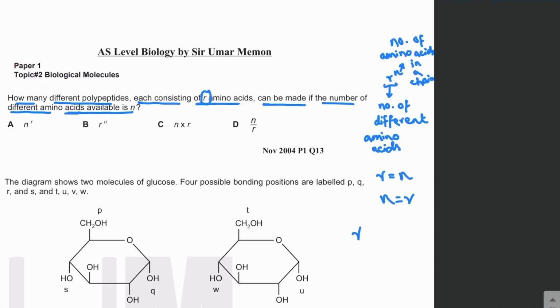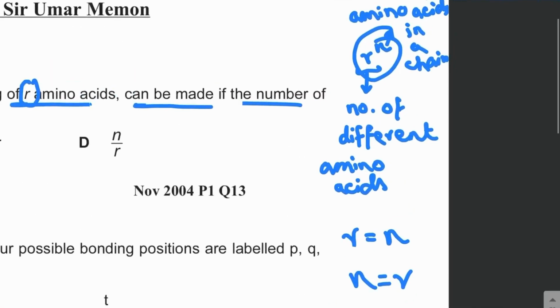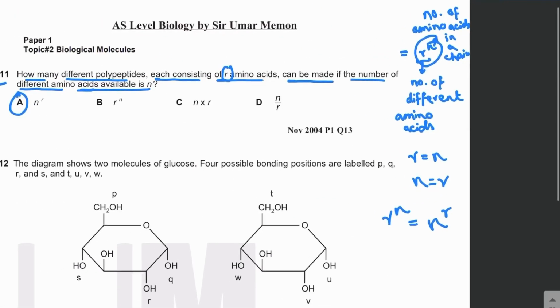So if we say R raised to the power N is the formula, then the examiner in this example has switched the variables. So this will be N raised to the power R. The answer should be A, right? Because the number of different amino acids will always be in the base, and the number of amino acids in a chain will be in the power, right? So the true formula is this. However, the examiner can give you examples in which this formula can be switched, right? So always use this formula and then apply it to find the notation as desired by the examiner, right?